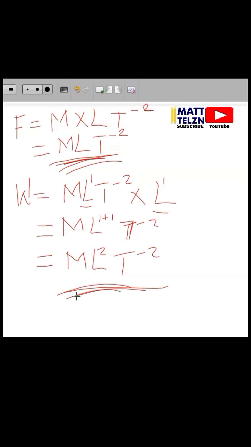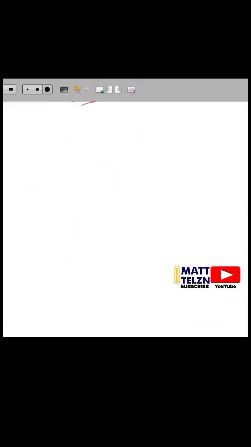Okay, and also know that work done and energy have the same dimension. So this is either work done or energy. All right, either work done or energy, they have the same dimension, which is mass length square per time square. That is the dimension of energy.